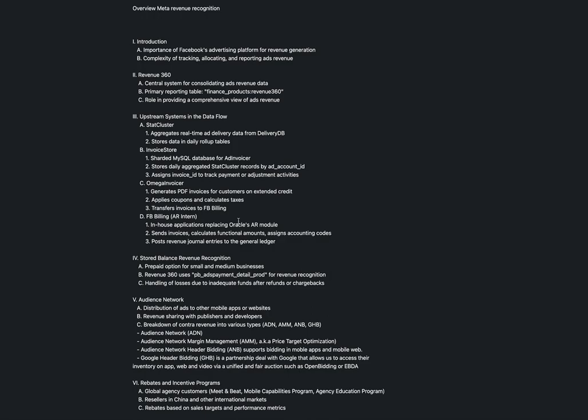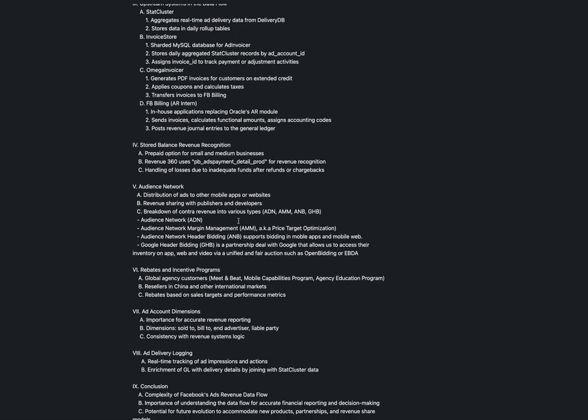The other part is we have some option for stored balance or revenue recognition, which is a bit different. This is where someone already has prepaid something, and this is normally useful for small and medium businesses. We also tend to get situations where someone has gone over their limit. Usually this tool is built for extended credit customers, or big customers who tend to operate on a credit basis. So when something has gone wrong, we have maybe a loss or something of that sort, we're able to take that and do chargebacks.